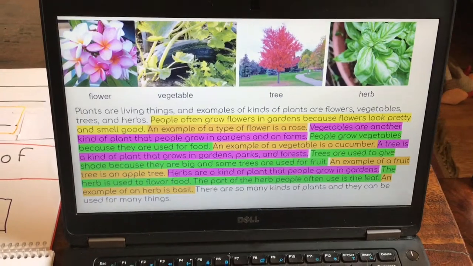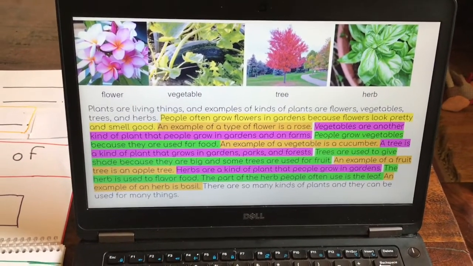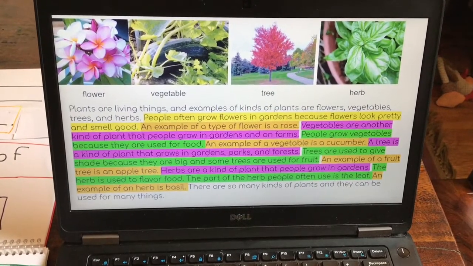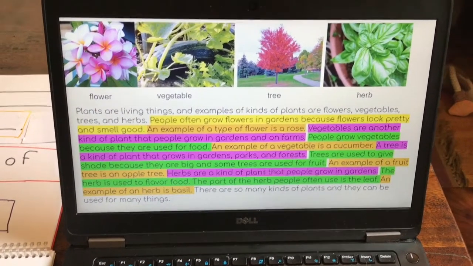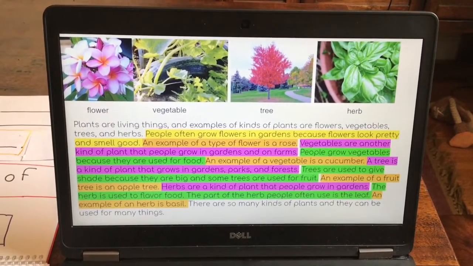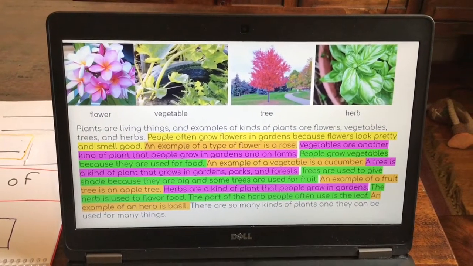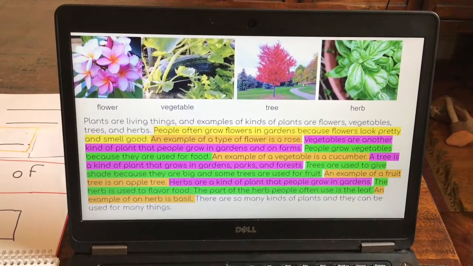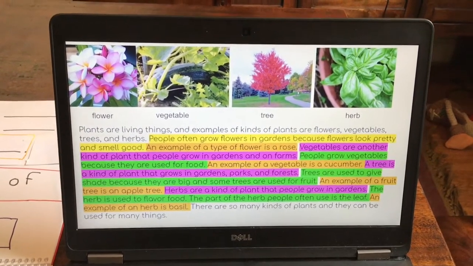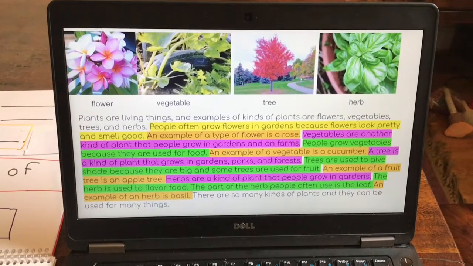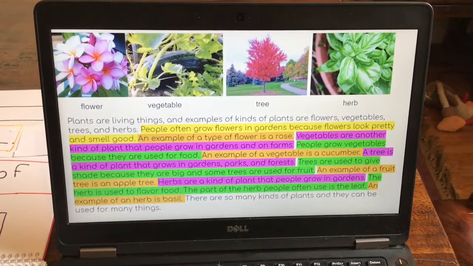Now this is my final sentence that ties everything together. There are so many kinds of plants, and they can be used for many things. I could have gone on. There's a lot you could say about plants, but you can see, if you look at this writing, how many of these elaboration techniques I used when I was writing, and how I used these sentence frames to help me think about how to put my sentences together.